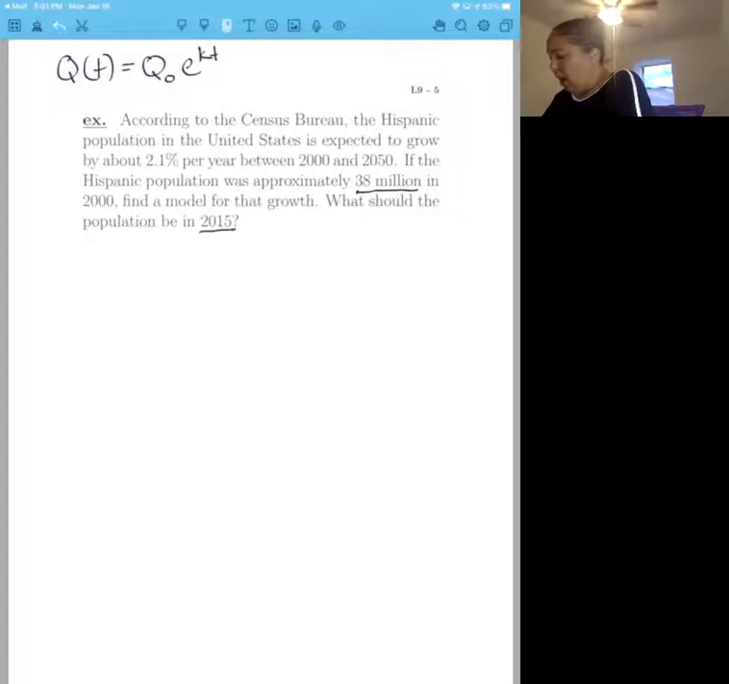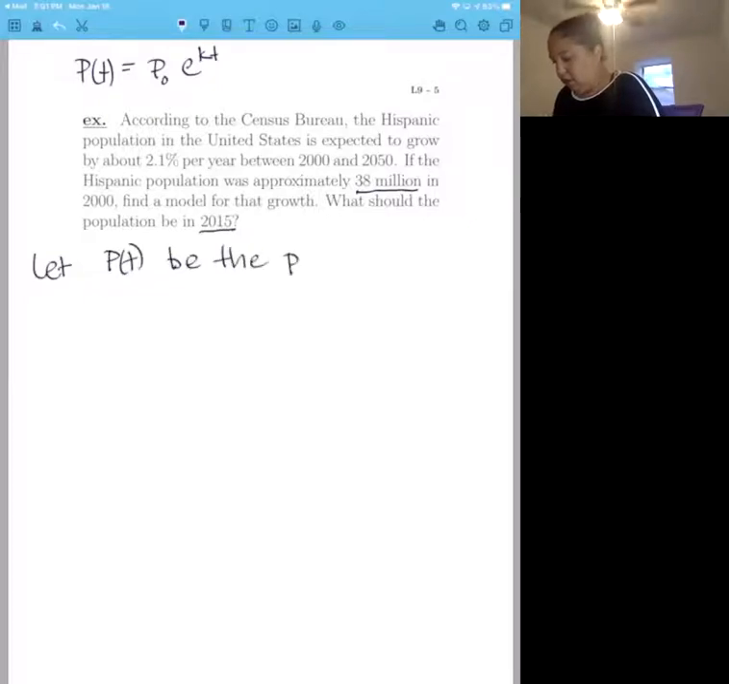Why don't we rewrite it as P of t equals P naught? So it's a population growth. Same thing, right? Let's let P of t be the population t years after 2000. So 2000 equals t equals 0.